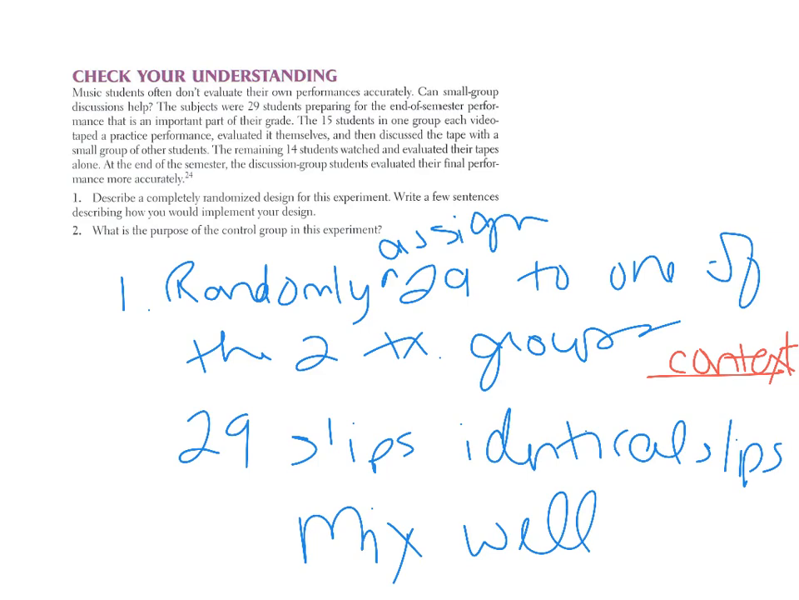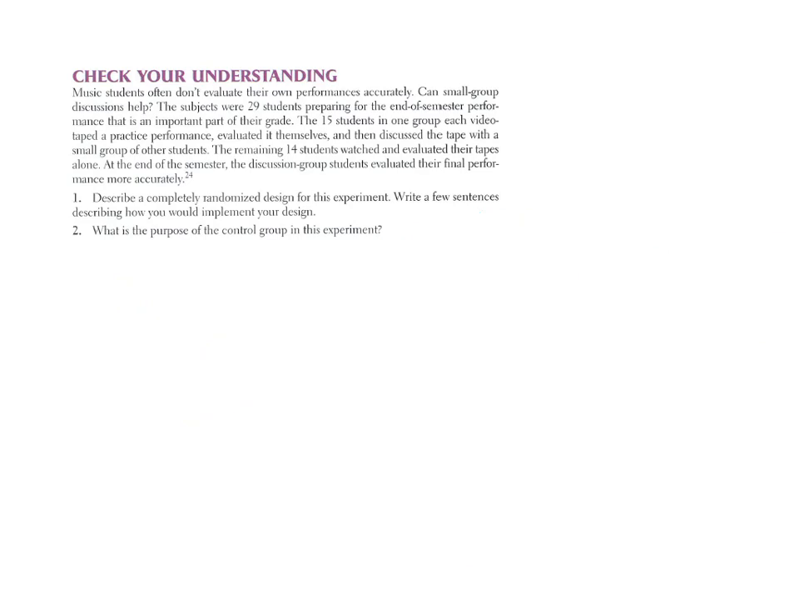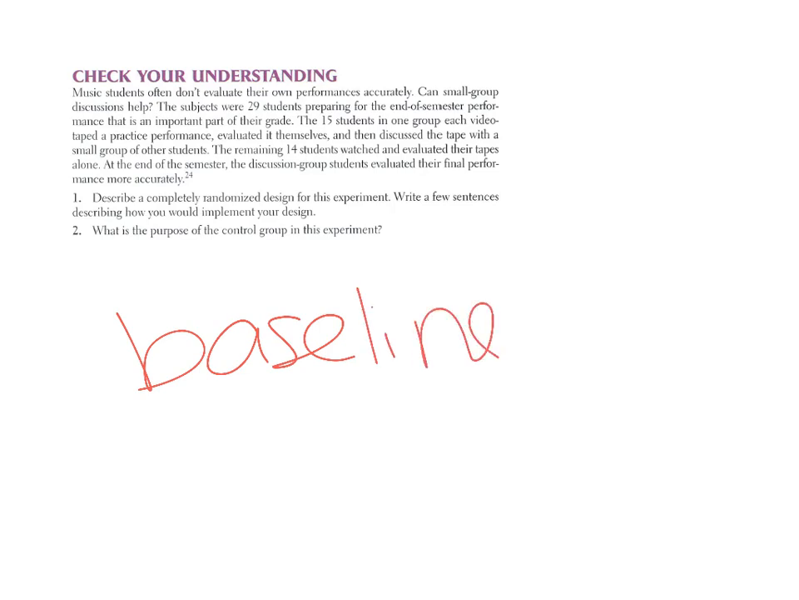Okay, the second part here is, what is the purpose of the control group in the experiment? The purpose of the control group in this experiment is the same as the purpose of the control group in any experiment. It is always to provide the baseline, or that point of comparison. That is always the job of our control group. We need to establish what baseline, what normal is, so that we can have something to compare it to, so that we know if the explanatory variable is really making a significant difference.